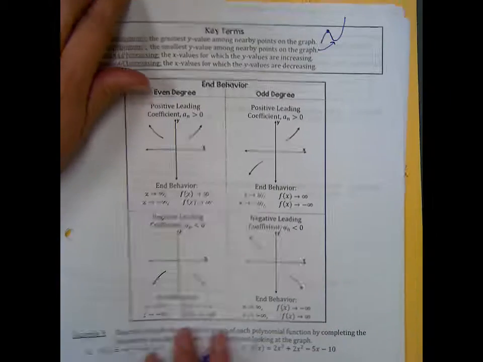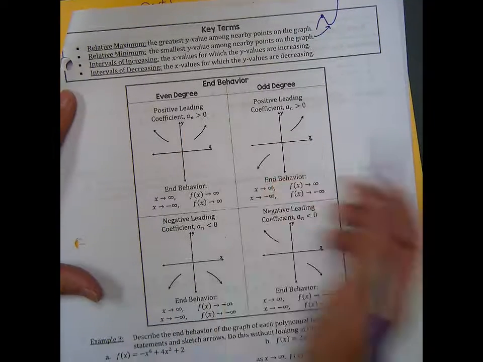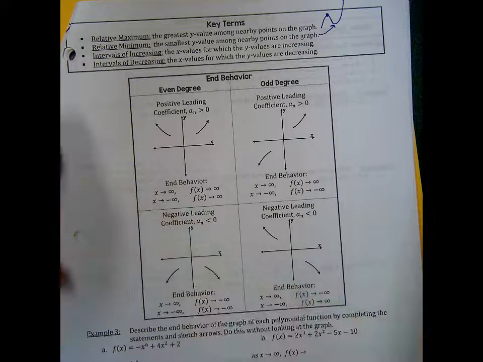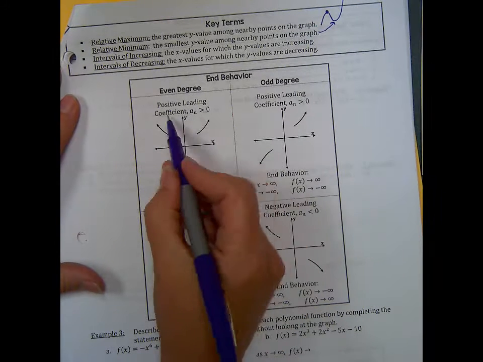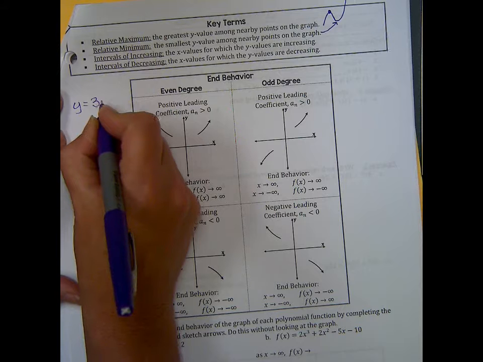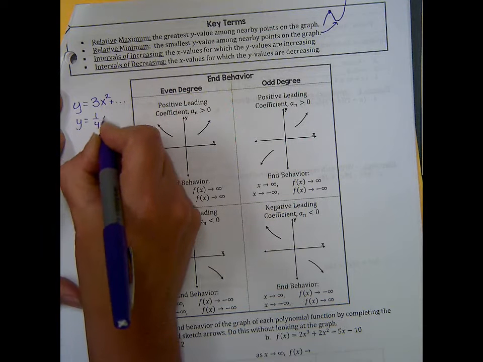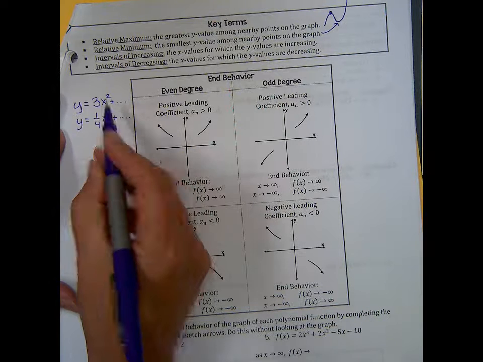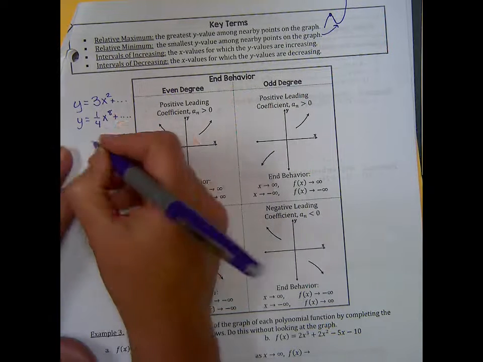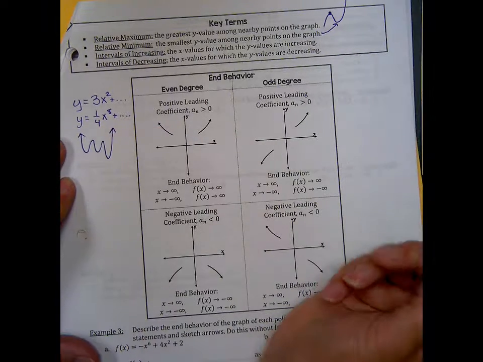So end behavior. If you have an even degree polynomial, so like an x to the 2nd or x to the 4th degree, if the leading coefficient is positive, both ends are going to go up. So for instance, if you have y equals 3x squared plus blah, blah, blah, or y equals 1/4 x to the 8th plus blah, blah, blah. Notice positive leading coefficient, this is positive, and even. That means no matter how many ups and downs you have, both ends are going to end up going up.